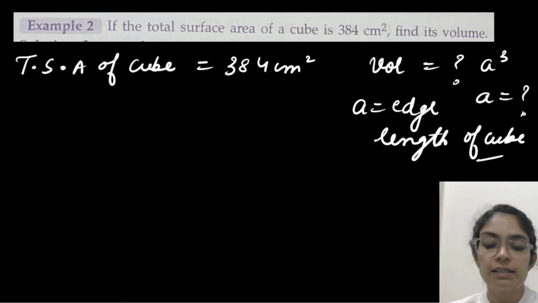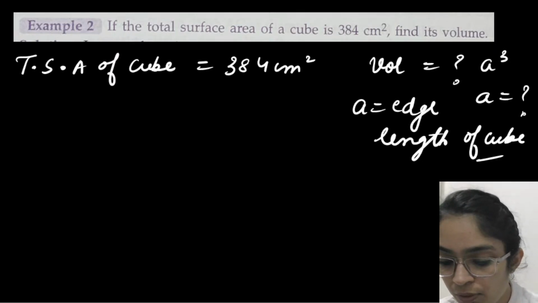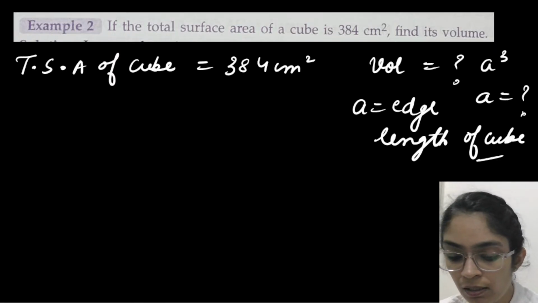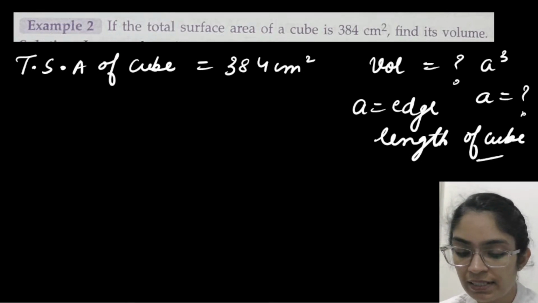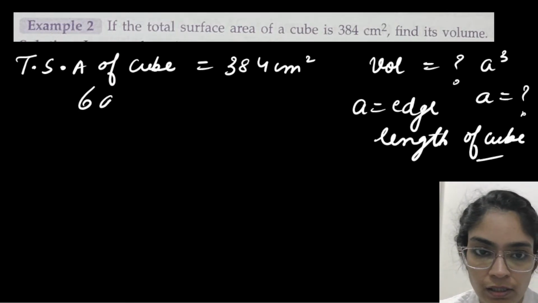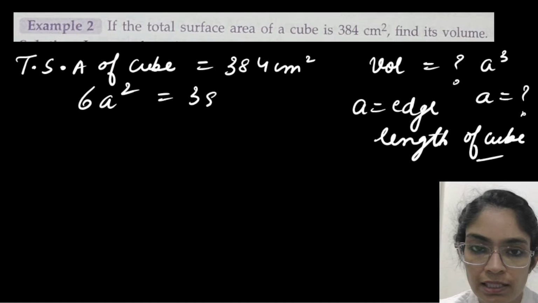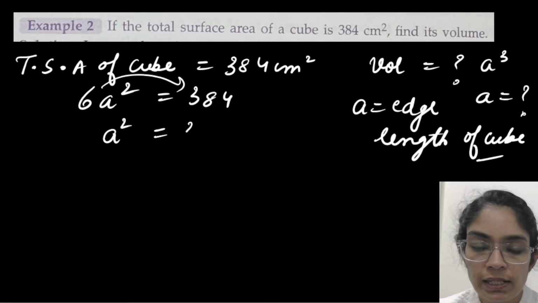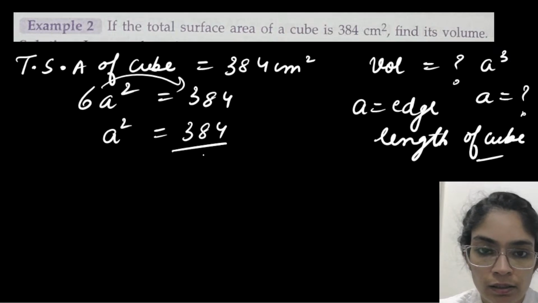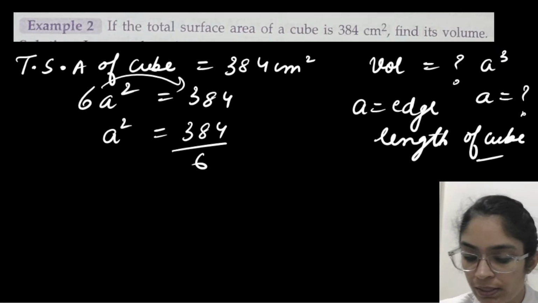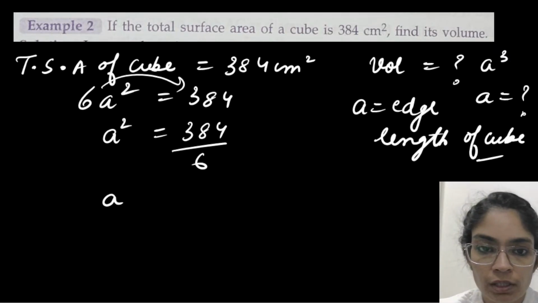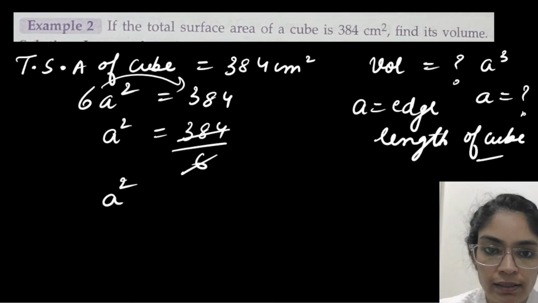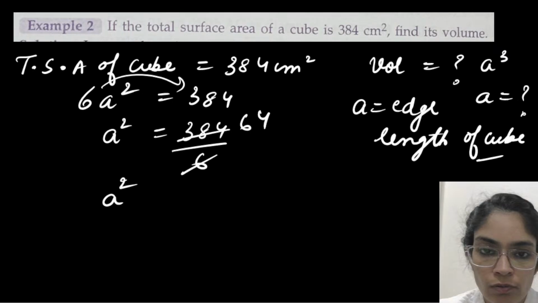First of all, tell me the formula of total surface area of cube. Volume you have already found, 512. Formula of total surface area is 6a square. Yes, Sami has given the answer. 6a square is equal to 384. So 6 first of all will shift to the other side. It will get divided because here it's getting multiplied. So a square is equal to 384 divided by 6, which is 64.